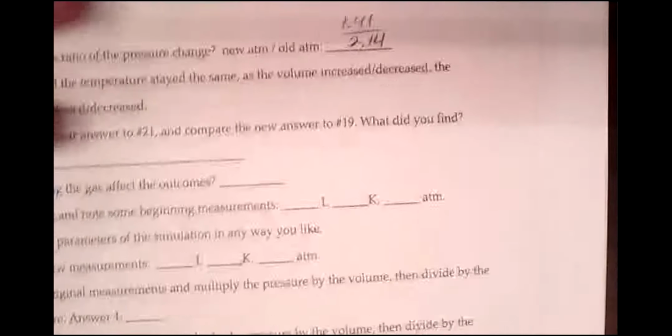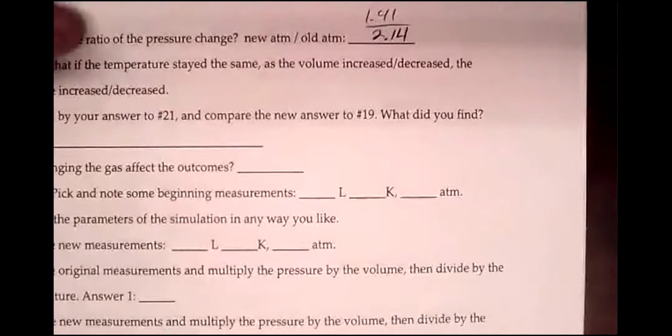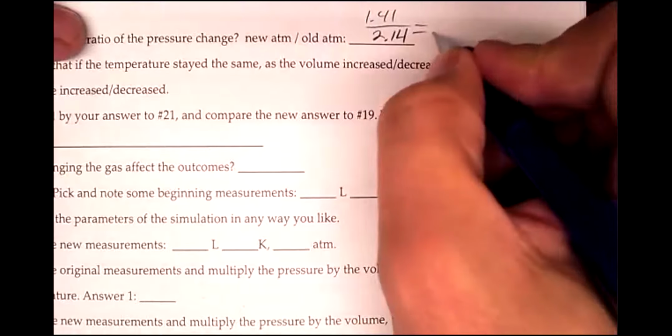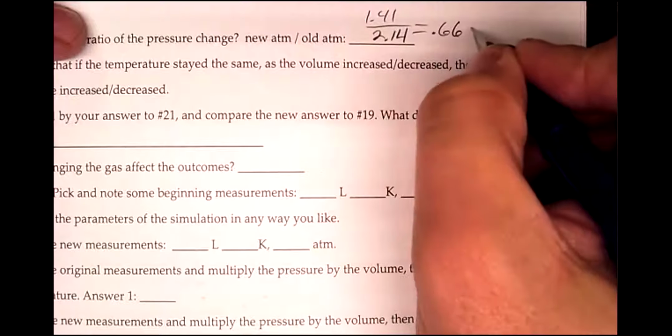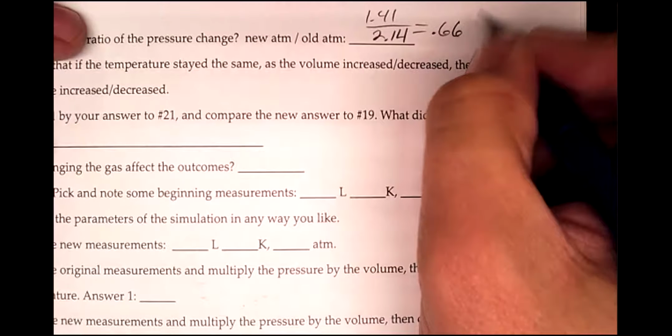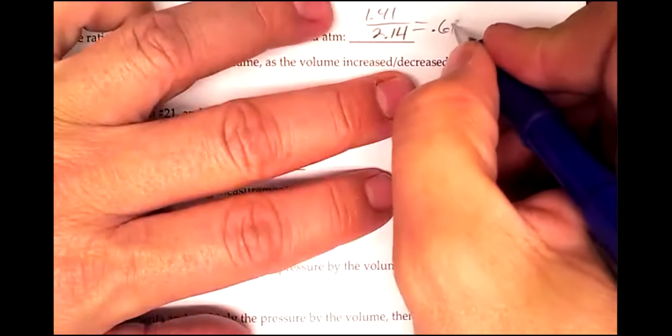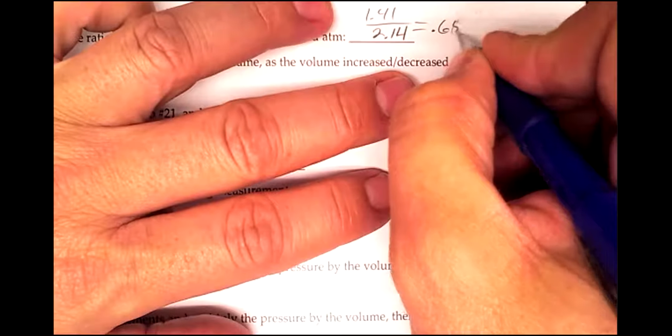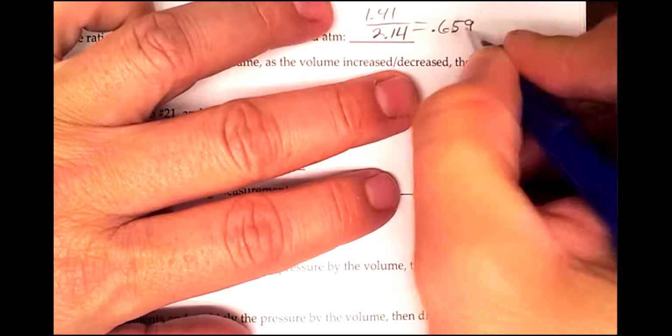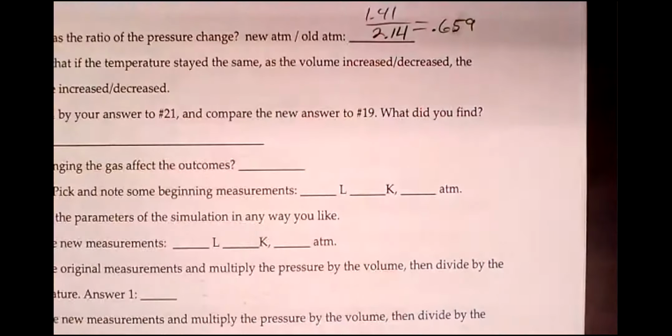Yeah. And so what does that end up being? 0.66 what? Oh, 0.658. Round it to 3 digits just because we can. What's after the 8? They said 5. Okay, round it off to 3 digits, 0.659. Okay.